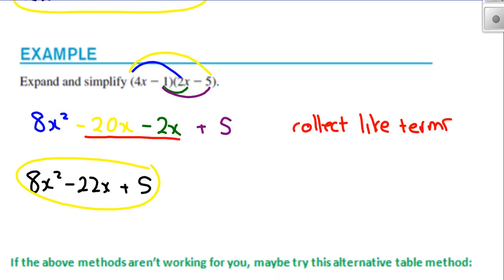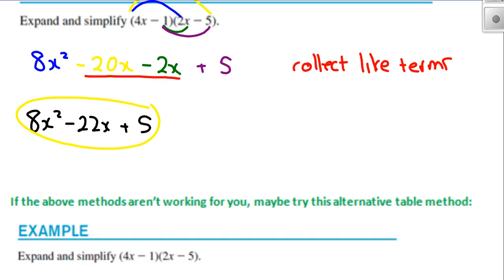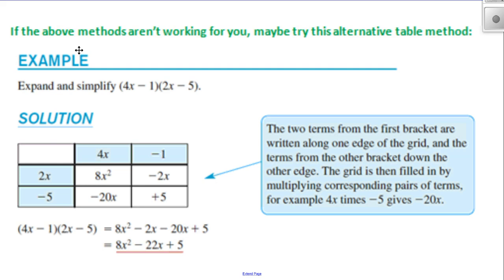If the above methods aren't working for you, maybe try this alternative table method. So I've kind of got to tell you, some people like this table method. I use the FOIL method above. But if it's really not working for you and you've learnt this table method before, you can use this. So expand and simplify. 4x minus 1, 2x plus 5. See how they put, so you can rule up your table, sort of like you've got 2 columns, 2 rows, that kind of thing.